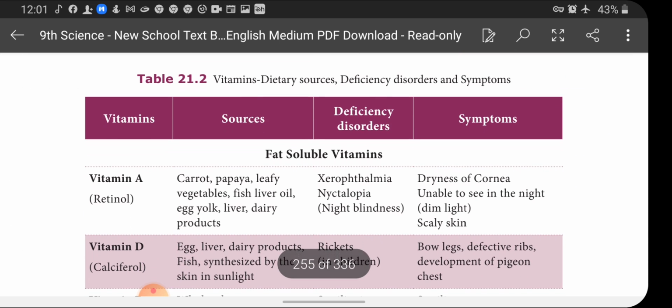Next we will see about the types of vitamins, its dietary sources, deficiency symptoms and disorders. So vitamins we can classify into two major categories. One is fat soluble vitamins, another one is water soluble vitamins. The fat soluble vitamins are commonly called ADEK. Vitamin A, vitamin D, vitamin E, vitamin K are called fat soluble vitamins. That means they are soluble only in fat, they will not be soluble in water.